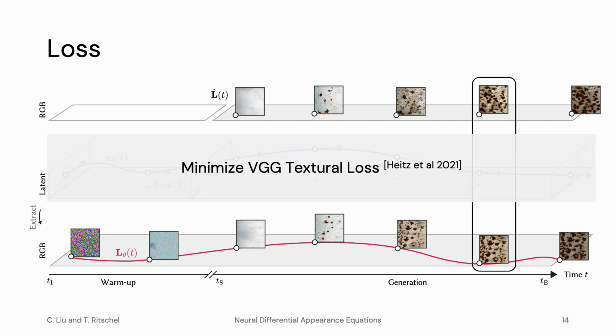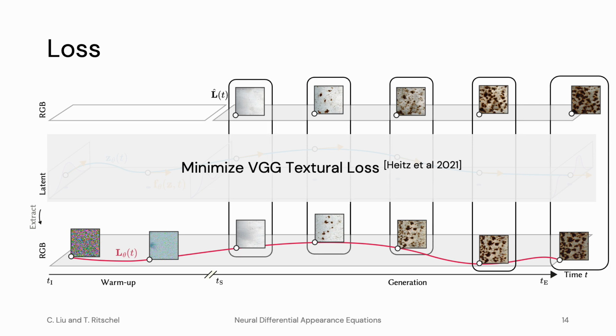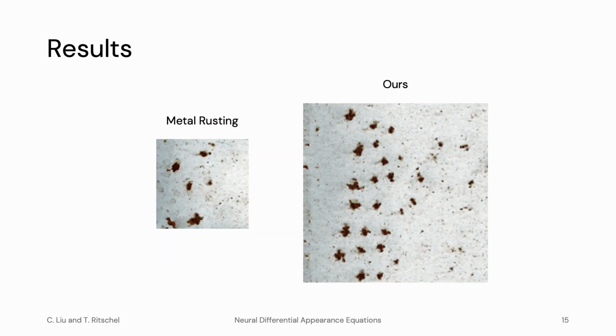Last, to compute the loss, we minimize the VGG textural loss, slice Wasserstein loss, which is arguably SOTA textural loss, between one frame in the bottom and the corresponding target frame at the same time point. It is done for the entire generation phase. Next, we show our result.